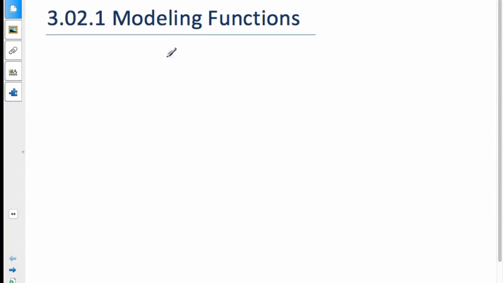We're here today to talk about modeling functions. And this is one of the biggest ideas that we can actually teach in mathematics, is that everything in the world pretty much is some kind of a function of some sort. So let's get an example of what we're talking about.